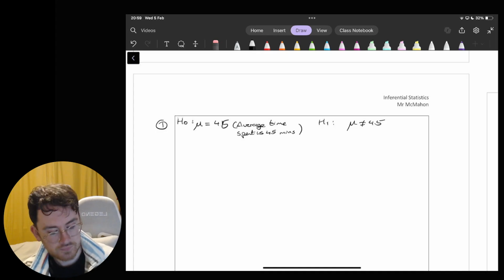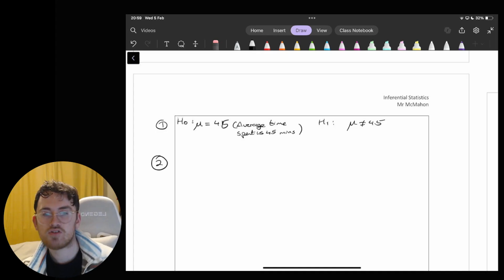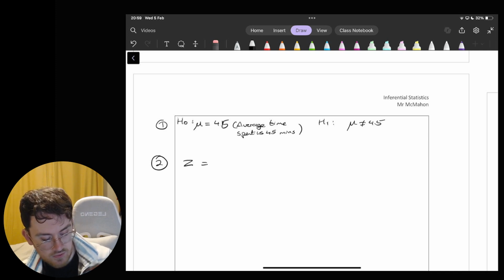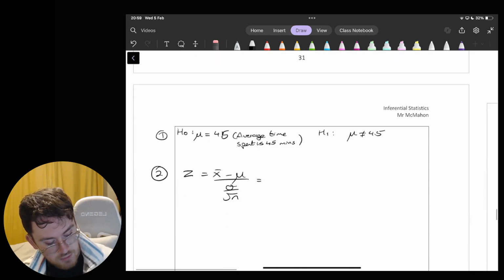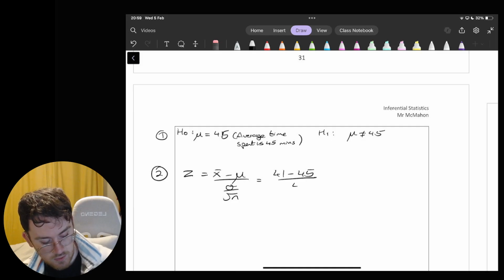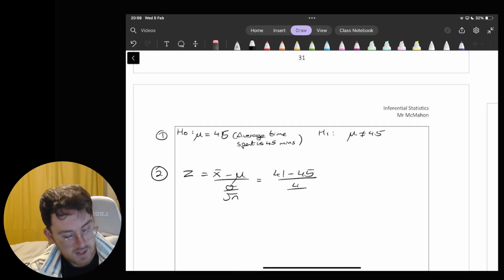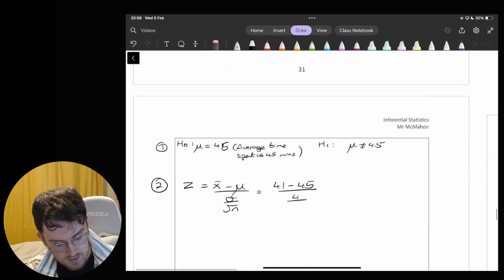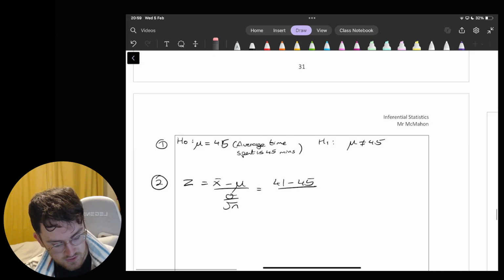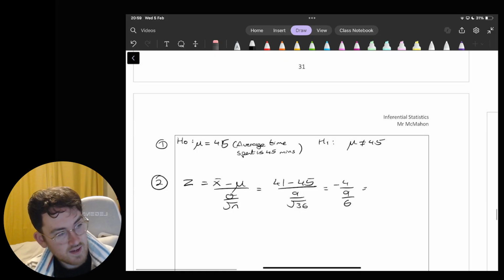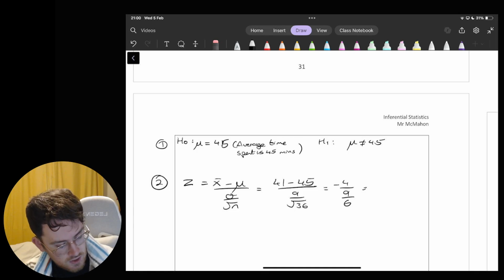Okay, let's go next. This time we're going to try with a z-test, so I'm going to need to use my formula here, which is x bar minus mu over sigma over root n. Let's fill in all of these values. My sample mean was 41. My actual mean that I'm testing is 45. Sigma was 4. And no, it was not. It was 9. And it's over 36 here. 9 over root 36. So let's see. So minus 4 over 9 over 6. And that's going to give me what? 2.67.